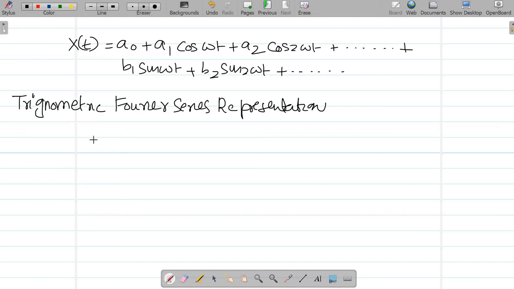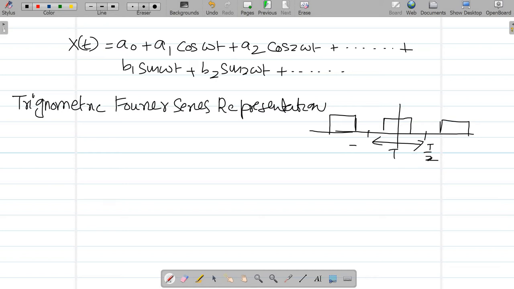Now we have to find out what a0 and the Fourier series coefficients are. So given an x of t, suppose I take the same example, the same wave shape. We have a train of rectangular pulses separated by a time period T. So the total time period is T, and this one will be T by 2 and this will be negative T by 2. So the trigonometric Fourier series is what this one is.